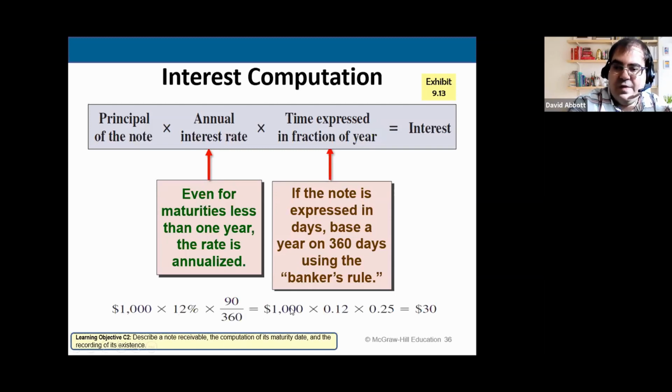So that equals 1,000. So we take all of this. We have 1,000 multiplied by the interest rate, and we can convert that into a decimal, so 0.12 multiplied by 0.25. So we have $30 of interest that would be charged.